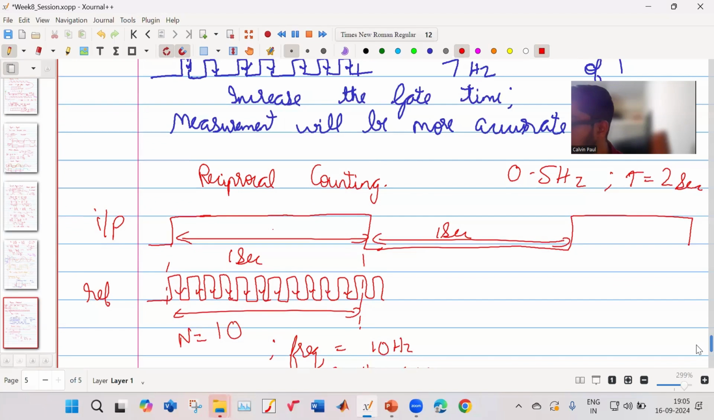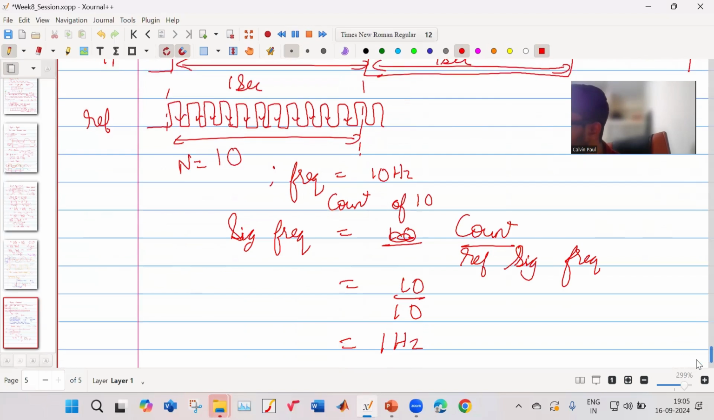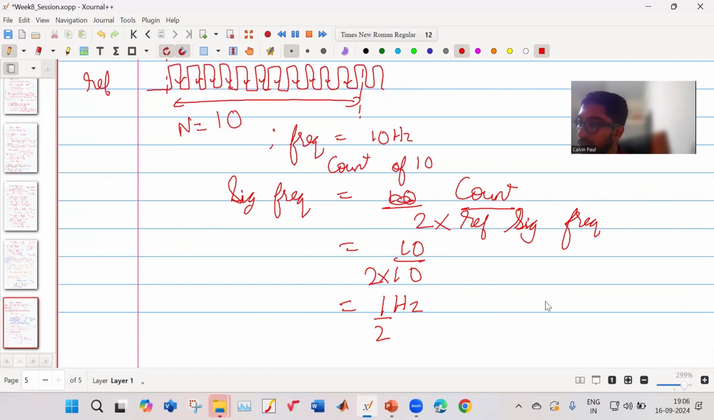Okay, there's a mistake. Because it is the 0.5, it will actually be count divided by 2 into the reference signal frequency. So 2 into 10, so 1 upon 2, so that is 0.5 hertz.